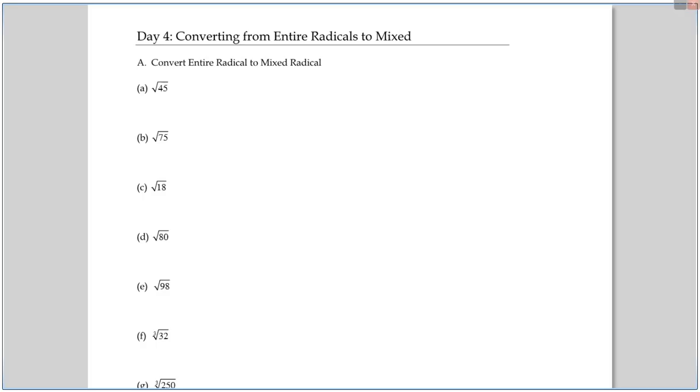All right, so here we go, day 4. We're going back into the mixed and entire radicals. And this time we're going to go the way back on the logic. So last day we did mixed to entire. So today we'll do entire to mixed, okay? Last day we did the other way around. We started off mixed and went to entire.